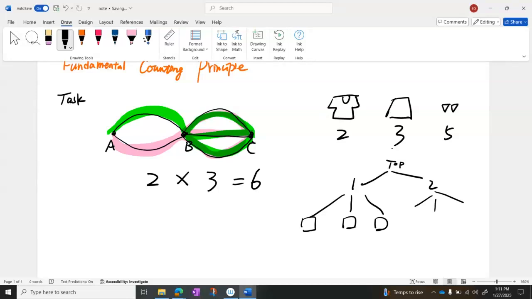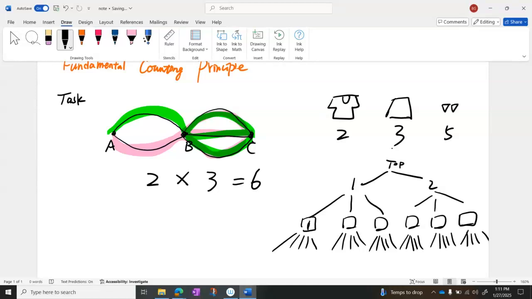And for this one also, you can choose skirt 1, skirt 2, or skirt 3, right? And you also have 5 different pairs of shoes. If you choose the first skirt, you have 1, 2, 3, 4, 5 different pairs of shoes, and the same for each of the other skirts.